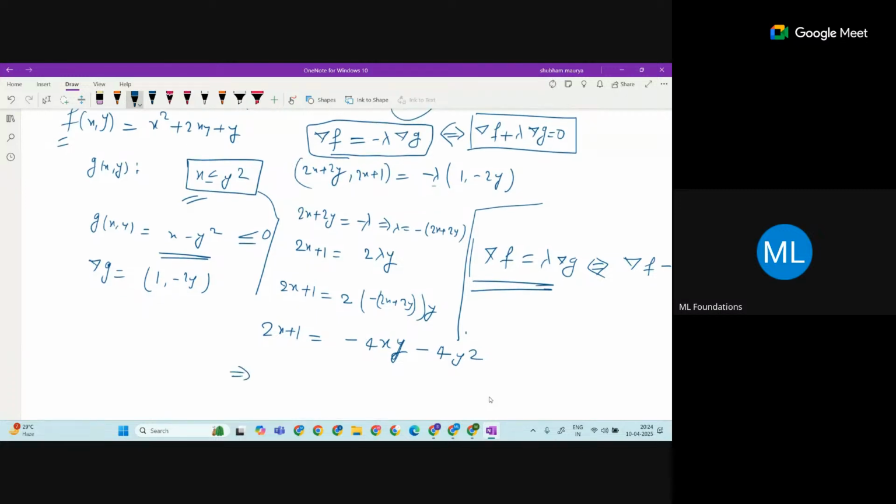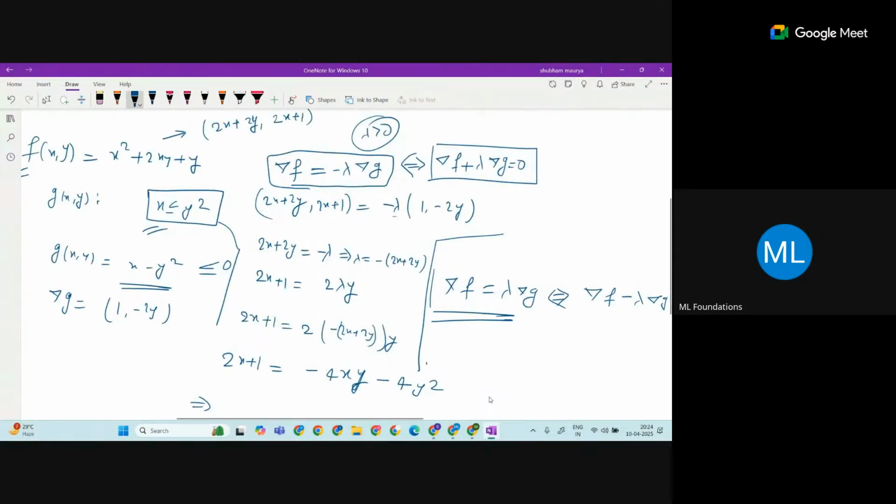So we have 2x. So it is going to be tough now. Any other way to solve it? Can we do it by KKT conditions? I solve it that way. So if we solve these two equations, we got x is equal to minus 1 by 2, y is 1 by 2, and lambda is 0.